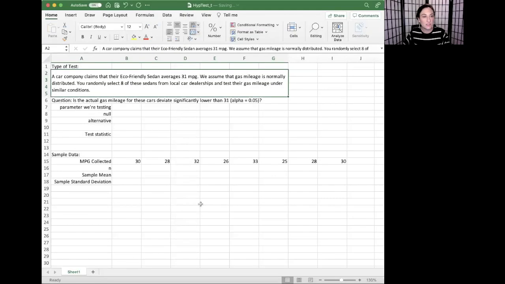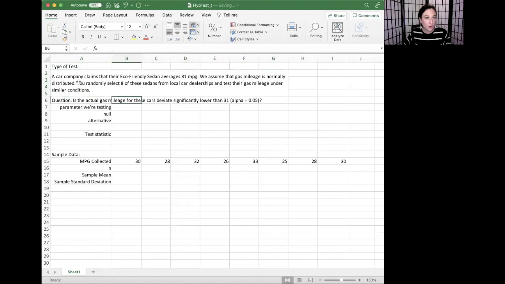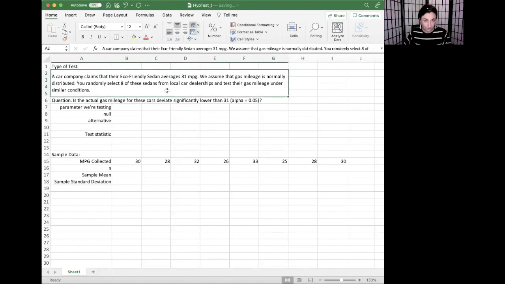Right, so let's do our first example of a hypothesis test. Here in this square, I've got our, I guess, merged cell. It's not a square. I've got our prompt, right? A car company has claimed that their eco-friendly sedan averages 31 miles per gallon. We assume that gas mileage is normally distributed.